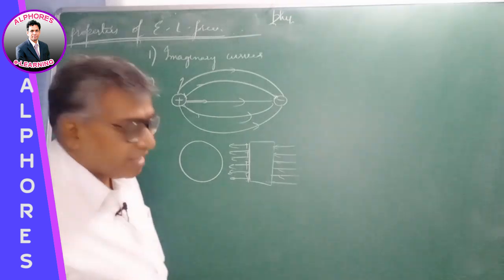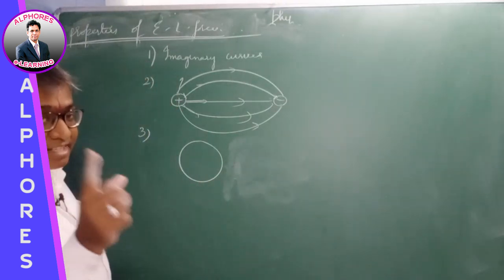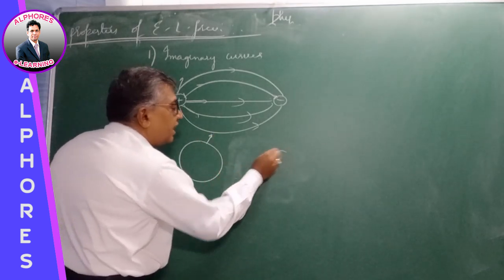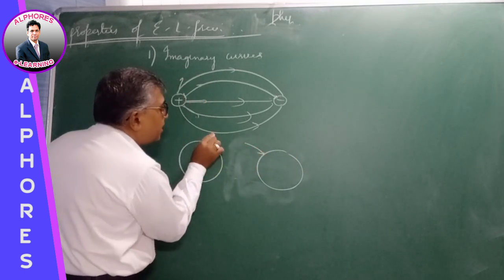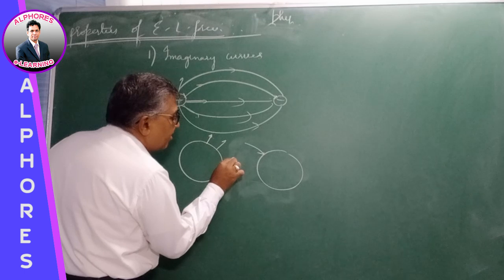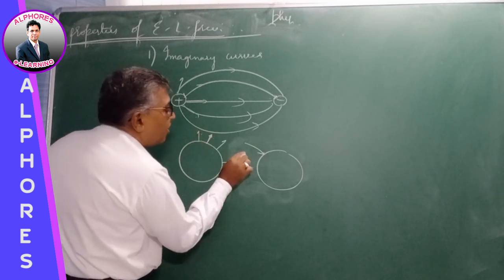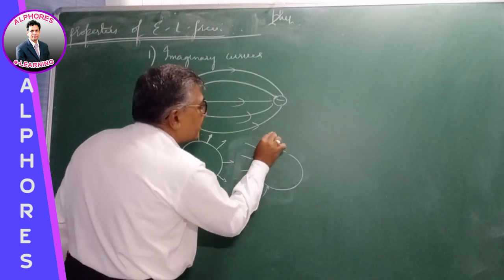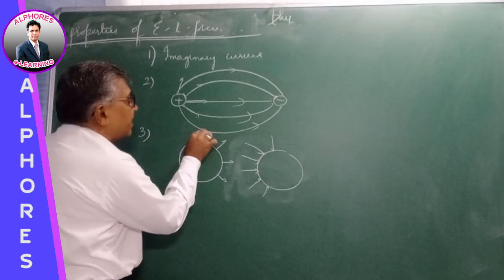They are open lines. And electric lines of force emerge or end up normal to the surface of a conductor. For a conductor, electric lines of force always emerge or end up normally at the surface of the conductor like this. They emerge normally, perpendicularly like this.